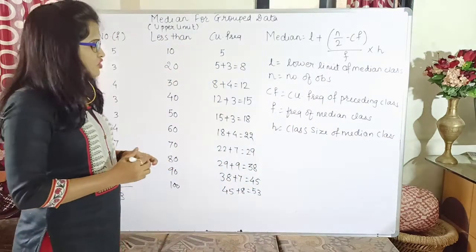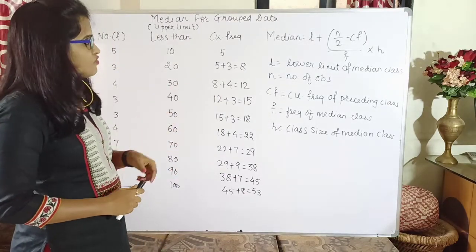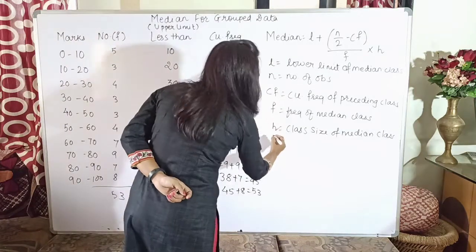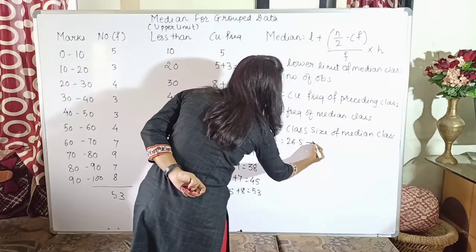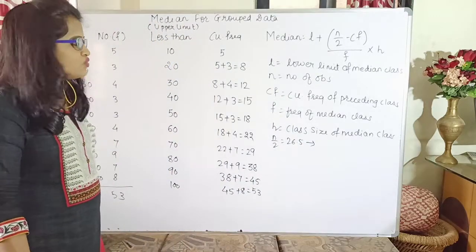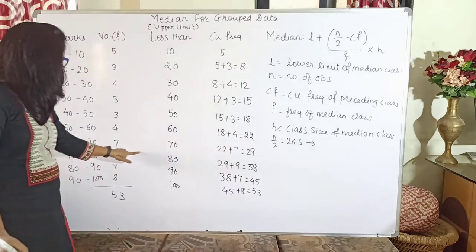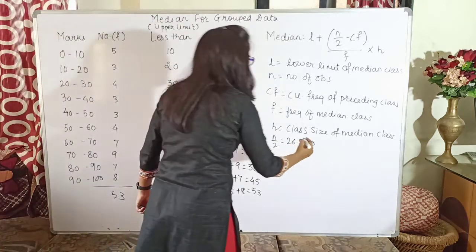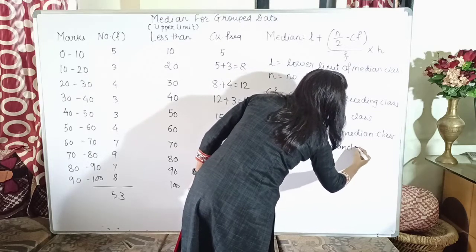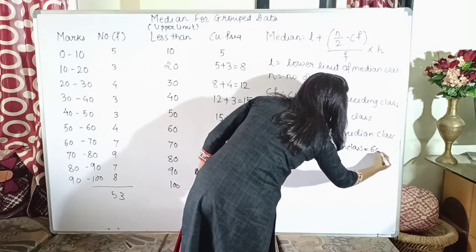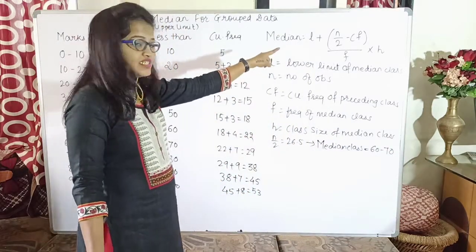Okay, so now for our current example, let us find out the median. What was the value of n? n was 53, so n by 2 I got as 26.5. The class having a value greater than and nearest to 26.5 was 29, and the class was 60 to 70. So this becomes my median class. Now first we will find all the values present in the formula.